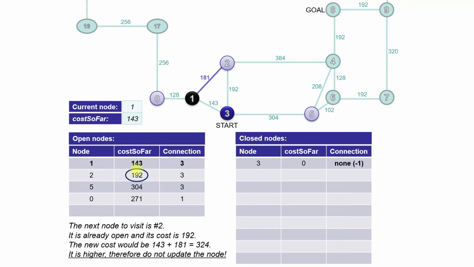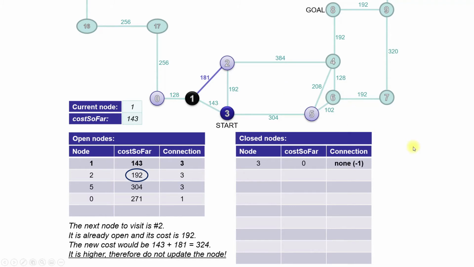If you just look at the graph, it is quite obvious that this was not the good route to node number 2. The previous route, the direct route this way, with the cost 192, was a lot better than the currently tried route via node number 1. So this is the reason why the algorithm does not update cost so far for this node.